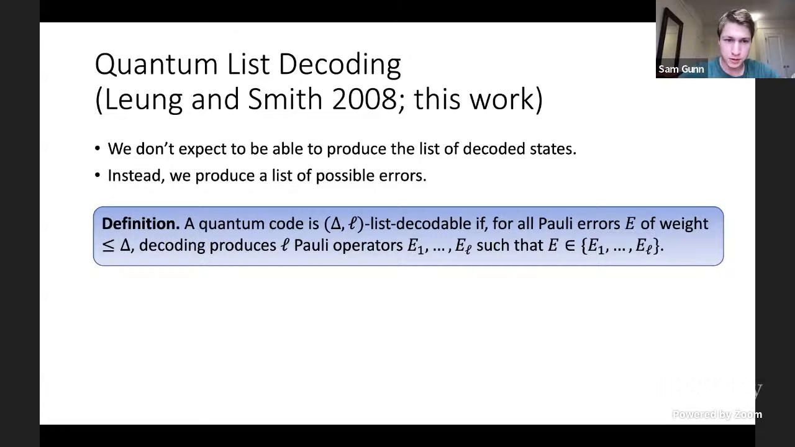Formally, we say that a quantum code is (delta, L) list decodable if for all low weight errors, the decoding procedure produces a list of the possible errors that could have happened. You could imagine measuring the stabilizer, or measuring the syndrome of a code word, and then classically computing from the syndrome the list of possible corrections. And then you want there to be a small list which includes the real correction.